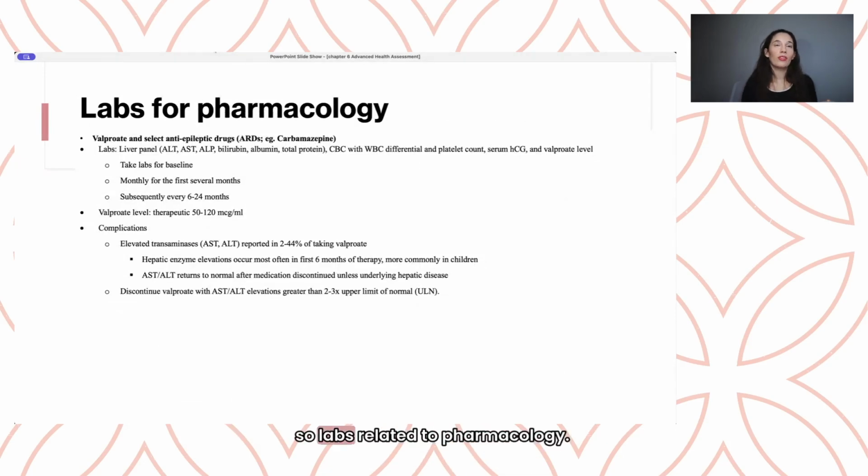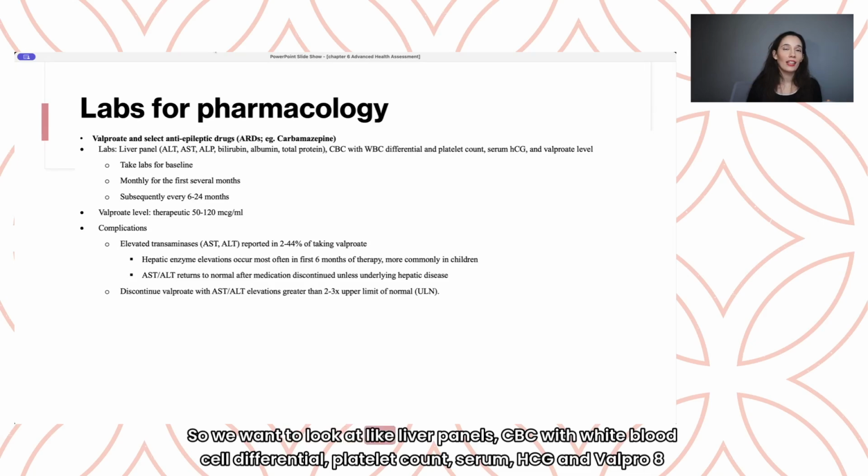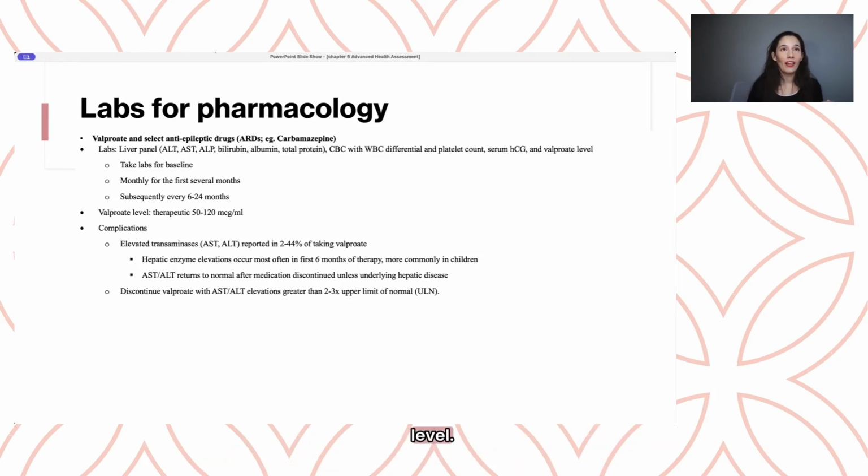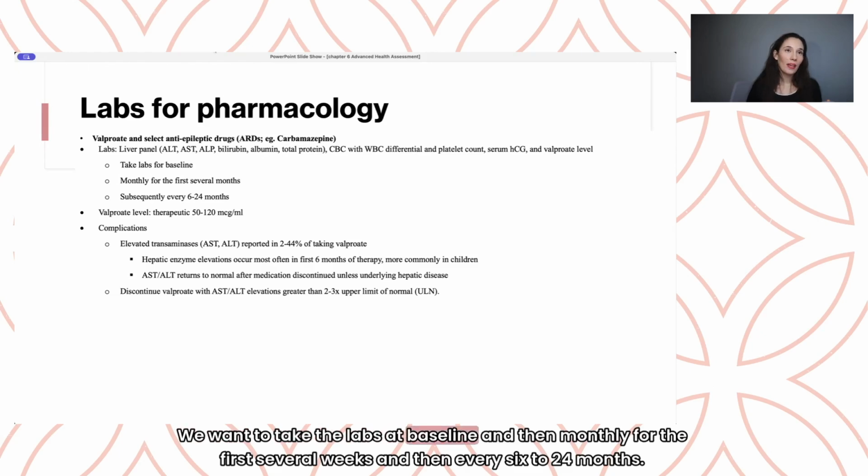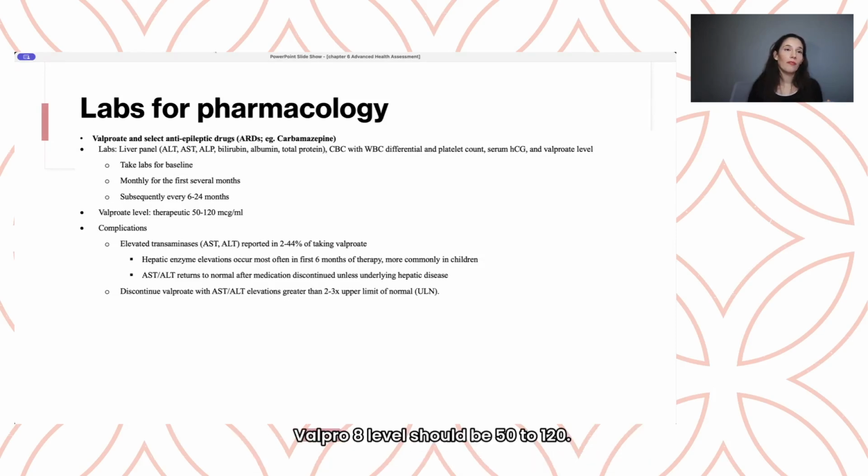Okay. So labs related to pharmacology. So valproate and select anti-epileptic drugs, such as carbamazepine. We want to look at liver panels, CBC with white blood cell differential, platelet count, serum HCG, and valproate level. We want to take the labs at baseline and then monthly for the first several weeks, and then every 6 to 24 months. Valproate levels should be 50 to 120.